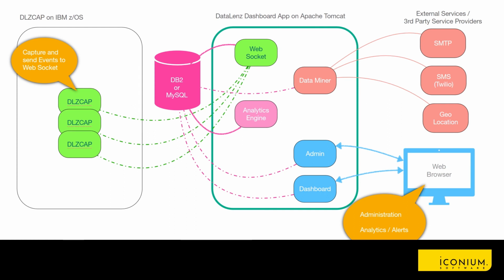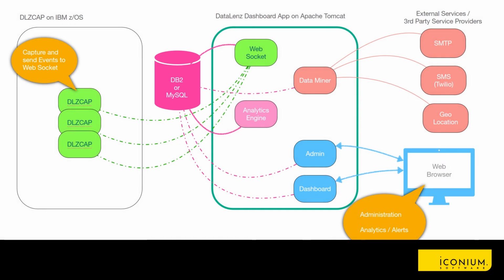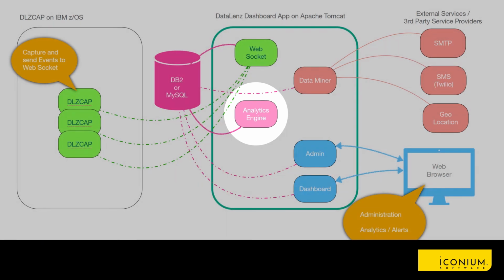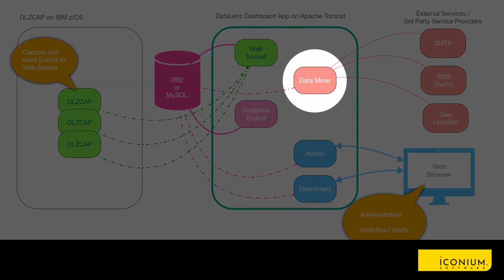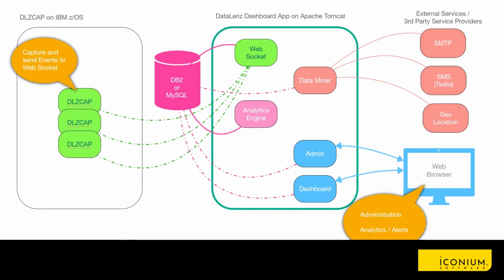In this example, it's Apache Tomcat. It could be Liberty. We also use AWS. I mean, there's any web server. You can run DB2 or MySQL: DB2 if it's running on the mainframe, or MySQL if it's running on the web server. There's an analytics engine in the dashboard. There's a data miner, there's an admin portion, and there's a dashboard component. You've got these four processes inside the web server.